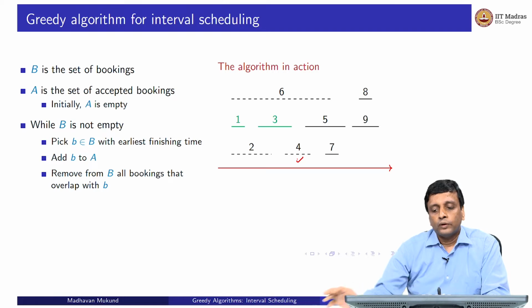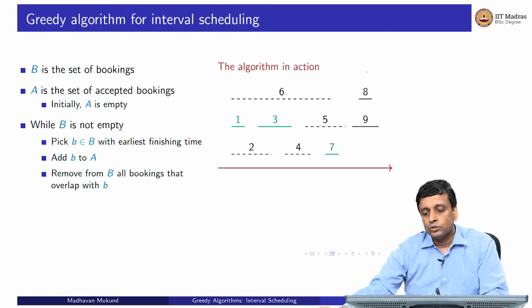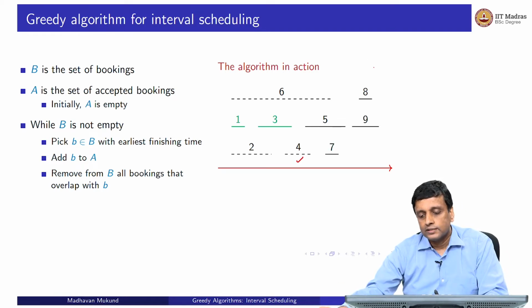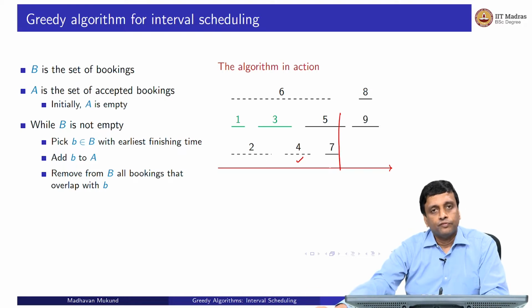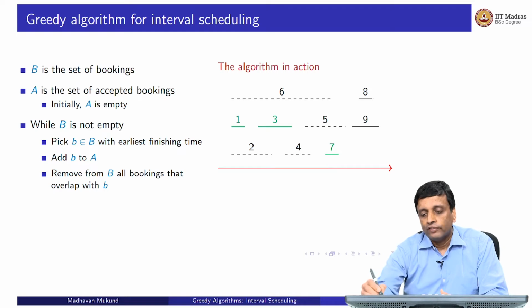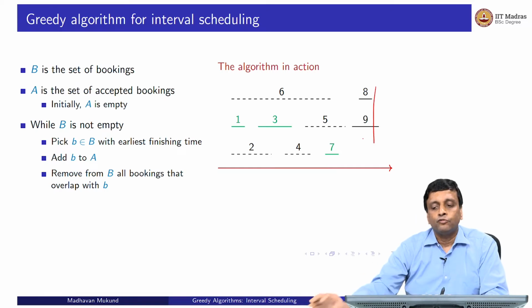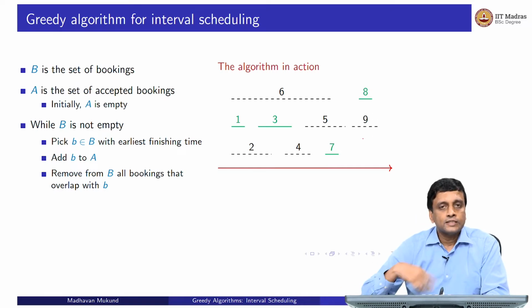Now I look at this, and then the next thing I choose is 7, right? Because 7 finishes before 5. So I choose 7, and in the process 5 gets ruled out, and finally if you look carefully 8 finishes before 9, so I choose 8. Right? So this is how the algorithm works.